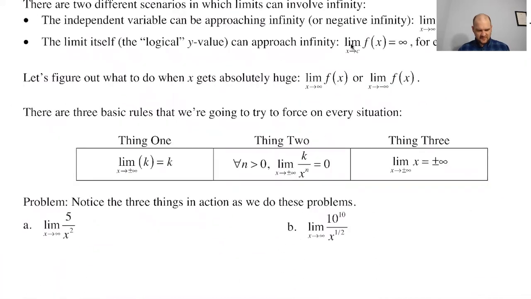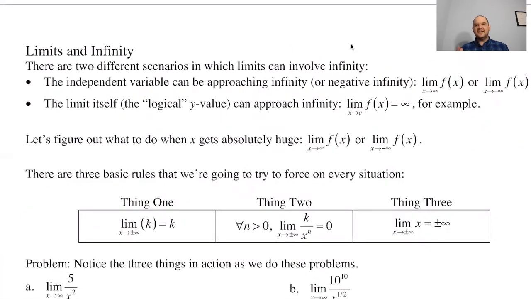All right, 274. Limits and infinity. All right, so there's two different things that can happen. One of them is x itself can go to infinity or negative infinity. That's option number 1. Option number 2 is as x approaches a specific number, the function will go to infinity. So these are two different scenarios. One, x is getting infinitely large, and then the second option is where the y value, the function value, is getting infinitely large. So two different infinite scenarios.